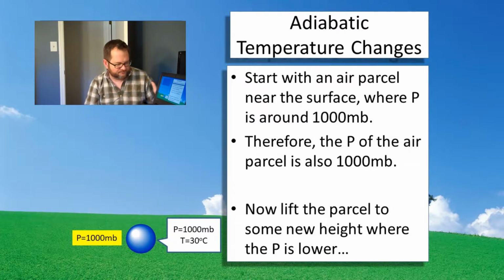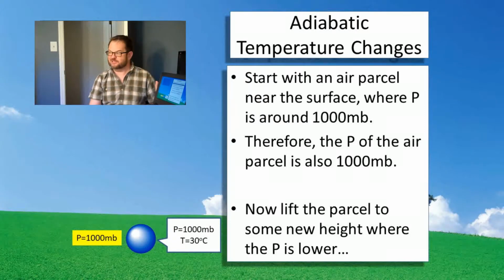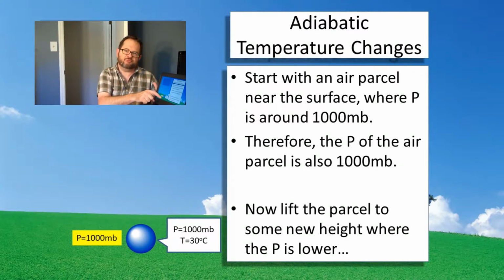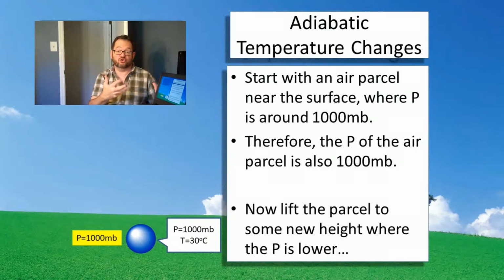Let's give it some pressure, let's say 1,000 millibars. That's a pretty typical pressure near the surface of the Earth. And let's give it a typical temperature, let's just say 30 degrees Celsius. Okay, great. This air parcel has a pressure of 1,000 millibars. The air around it has a pressure of 1,000 millibars too. Okay? An air parcel will always have a pressure that is the same as the pressure of the air around it. If it doesn't, it'll expand or contract, but we'll get there in just a little second.